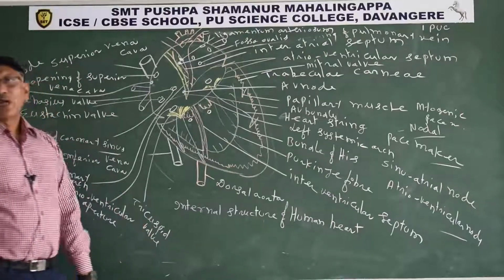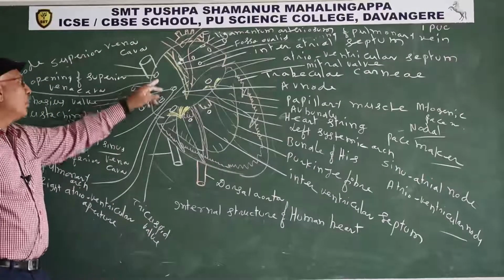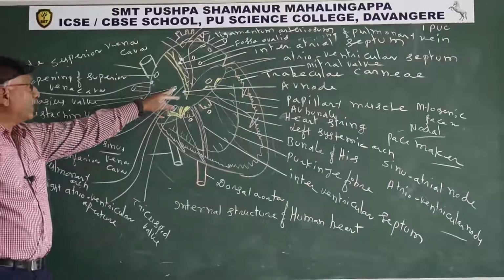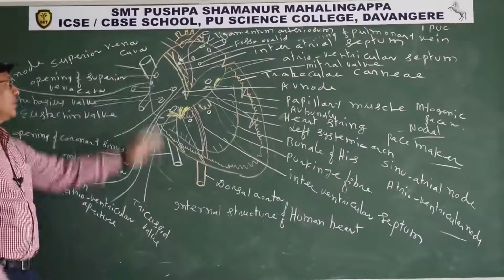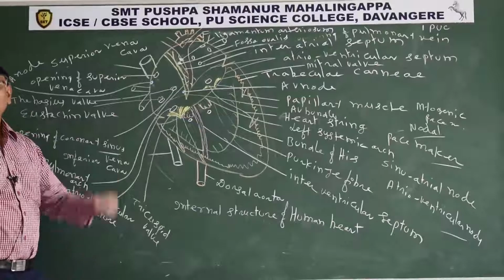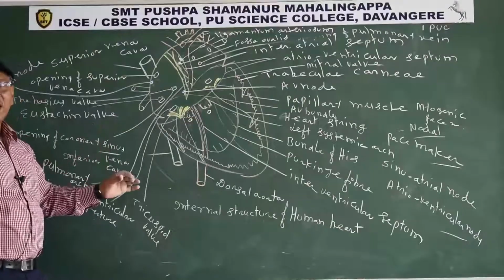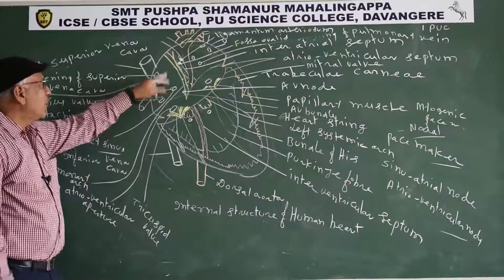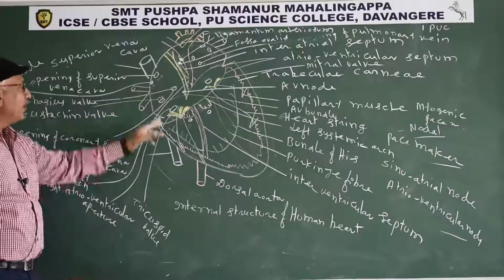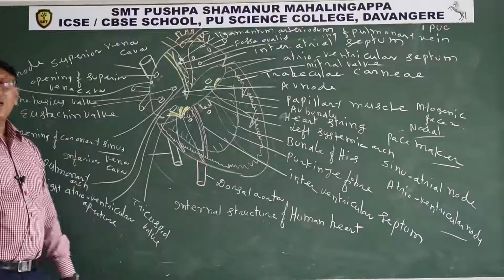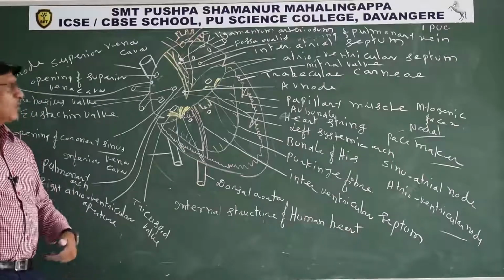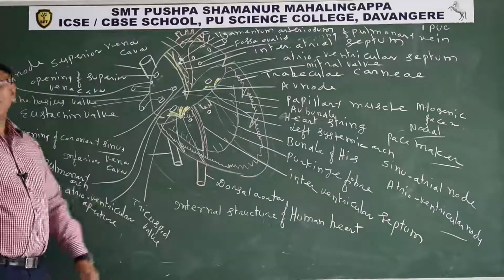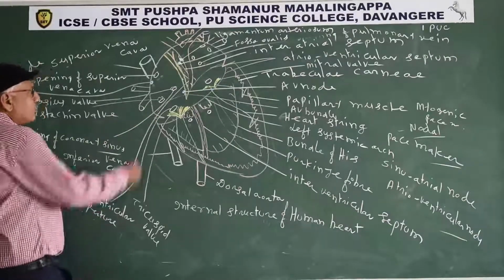The right atrium contains 3 openings: the opening of the superior vena cava, the opening of the inferior vena cava, and the opening of the coronary sinus. The superior vena cava collects blood from the head, thorax and hands and pours the deoxygenated blood into the right atrium. The inferior vena cava collects the blood from the legs and abdomen and pours the deoxygenated blood into the right atrium through an aperture.